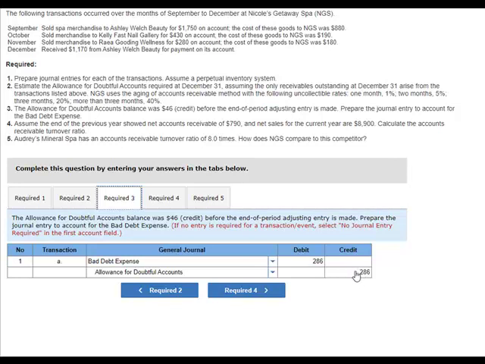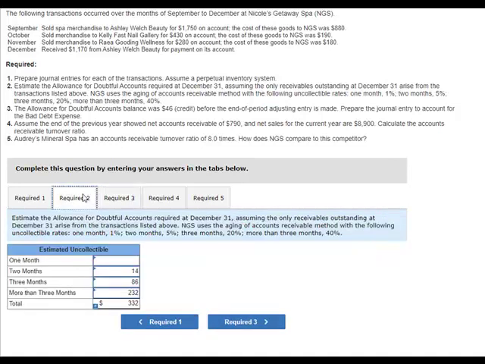So with this extra credit to the allowance account and with the $46 credit balance that it already had before the adjusting entry, we're going to end up having an ending credit balance equal to $332. And that's what we want the ending credit balance to be heading into the next year to absorb these estimated future bad debts.